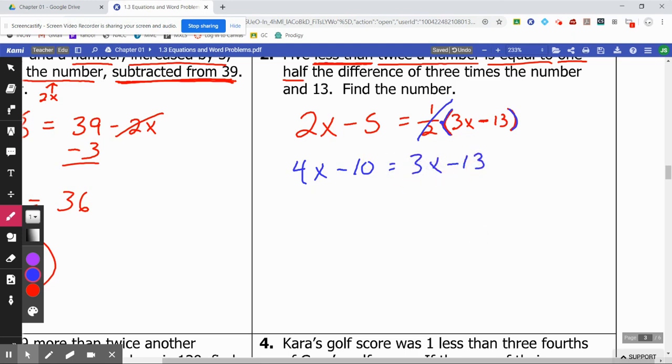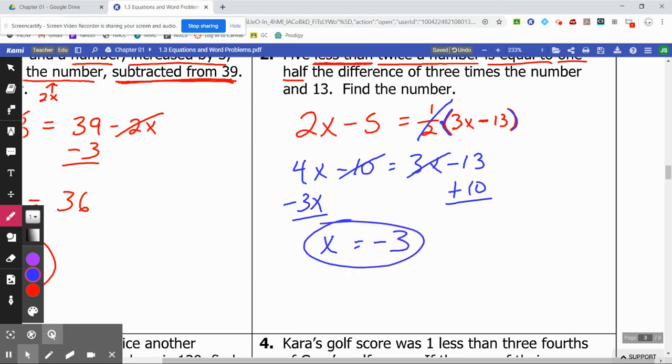And this will make you sick how much faster this is, because look, 3x is now minus 3x, minus 10 is now plus 10. 4x minus 3x gives you 1x, and a negative 3 and a 10, or negative 13 and 10 gives you a negative 3. Okay, number 3.